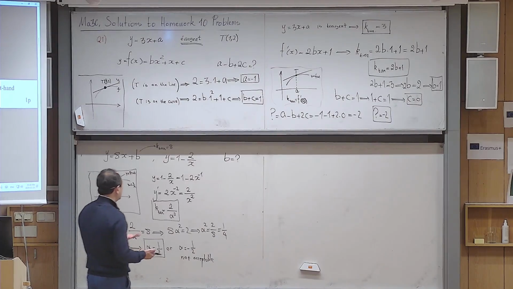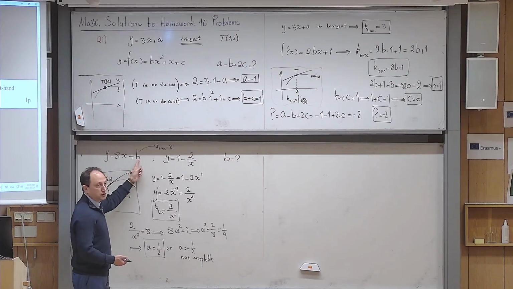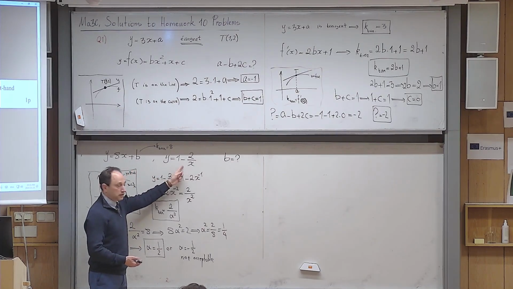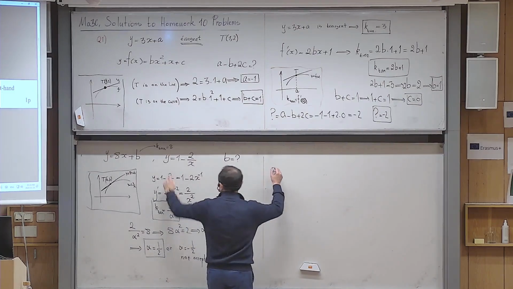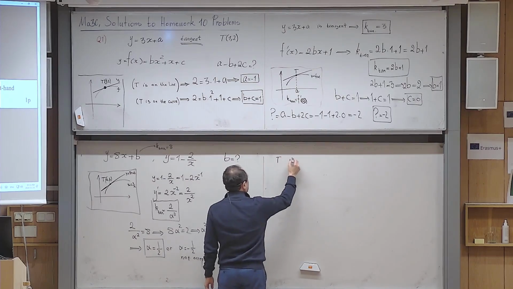Why? Because there is no other unknown in it. In this one, there is another unknown in it. So I will choose this one. Okay, can you tell me what I should write? Instead of y, I put beta. So T is on the curve.